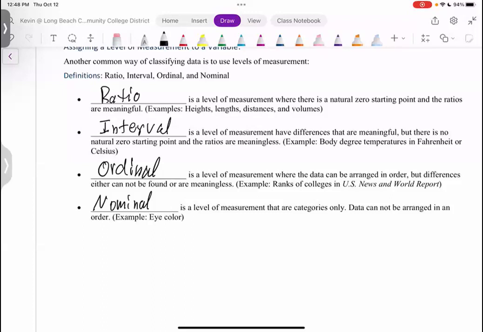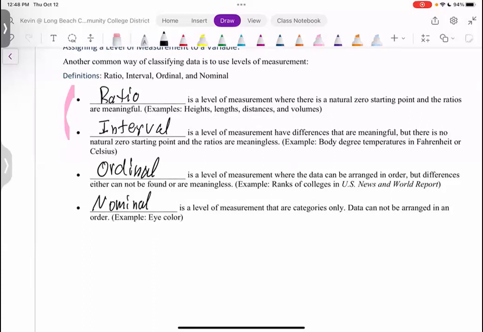All right. By the way, I do want to point out that these two here are quantitative, and these two here are categorical. And so this is just a further way of breaking down this data.